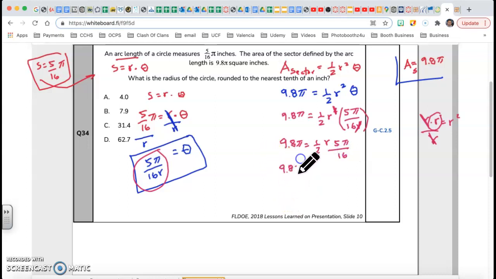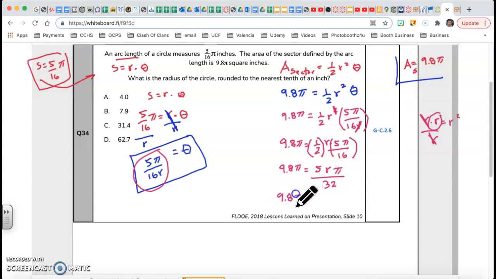9.8 pi, this is all multiplication of fractions. So I'm going to have 1/2 times radius, times 5 pi over 16. All of them are multiplying. So 1 times r times 5 pi is going to give me 5 radius times pi. 2 on the bottom times 16 is going to give me 32. But remember, I want to leave the r by itself. So let me put all this together.